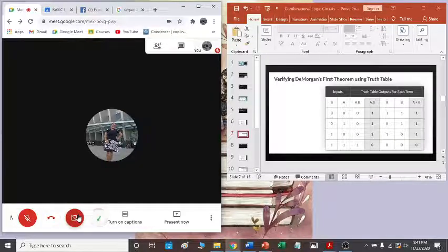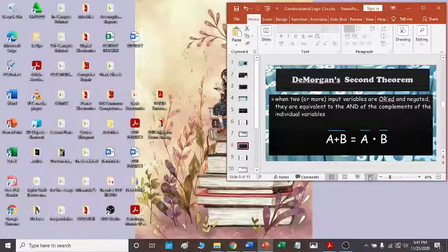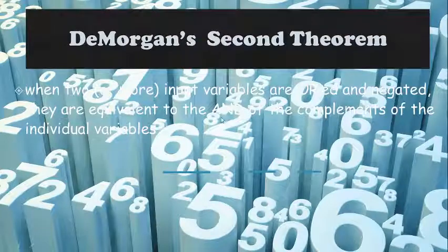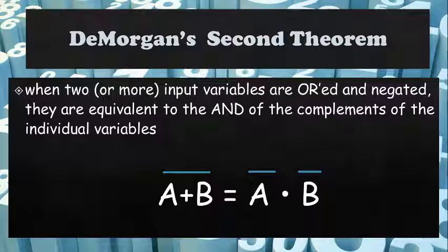Okay, so let's go to the second theorem of De Morgan. The second theorem is the same as the first theorem, but reversed. When two or more input variables are ORed and negated, they are equivalent to the AND of the complements of the individual variables. This is the Boolean expression of the second theorem. Here, the NOR gate is equivalent to A bar times B bar.